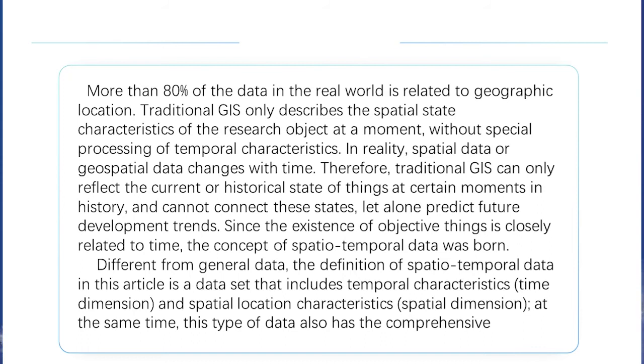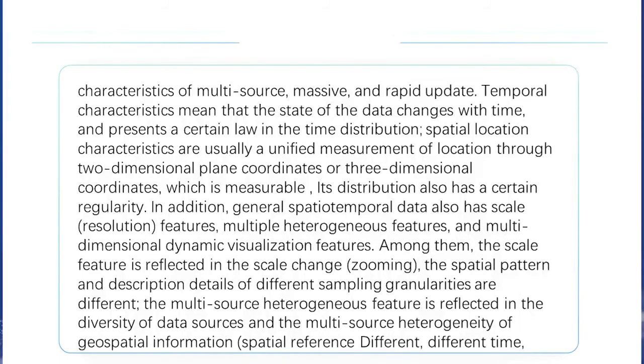Different from general data, the definition of spatio-temporal data in this article is a data set that includes temporal characteristics, the time dimension, and spatial location characteristics, the spatial dimension. At the same time, this type of data also has the comprehensive characteristics of multi-source, massive, and rapid update. Temporal characteristics mean that the state of the data changes with time, and presents a certain law in the time distribution. Spatial location characteristics are usually a unified measurement of location through two-dimensional plane coordinates or three-dimensional coordinates, which is measurable. Its distribution also has a certain regularity.